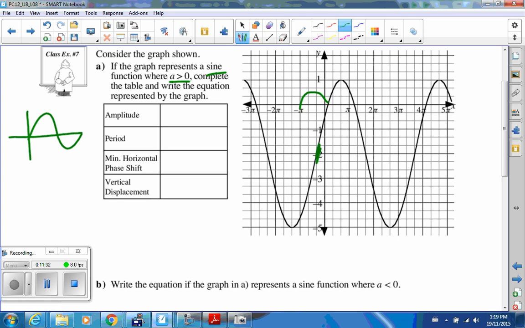So amplitude is from 1 to negative 5. That's a span of 6. Divide that by 2. That's 3 is my amplitude. My period, if I look from max to max, this is 2 units over, and this is 2 units over, so that's 1, 2, 3, 4, 5, 6, 7, 8, 9, 10, 11, 12. So it's 12 units, and each 3 units is pi. So 12 times pi over 3 equals 4 pi. So my period in this case is 4 pi.